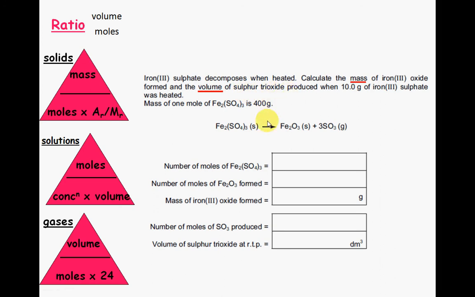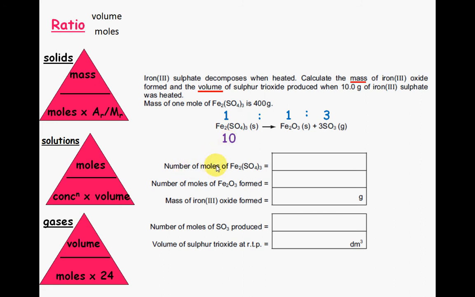Okay. Right, now I've got an equation. First thing, I'm going to pull out the ratio. I've got 1 to 1 to 3. Let's write up there. Okay. First thing, number of moles of iron sulfate. Right, now what do I know about iron sulfate? How am I going to go ahead and solve this problem? What do I know about it? I know it's a solid. Okay. I also know I've got 10 grams of it. Alright, so I'll put 10 here.